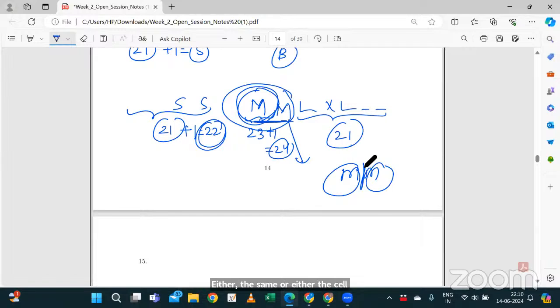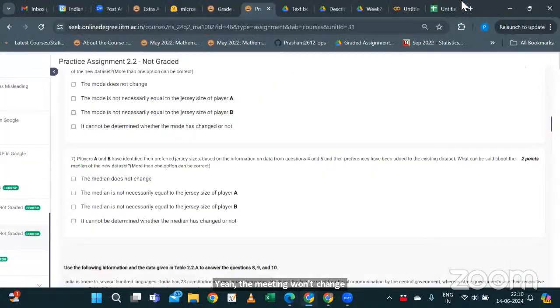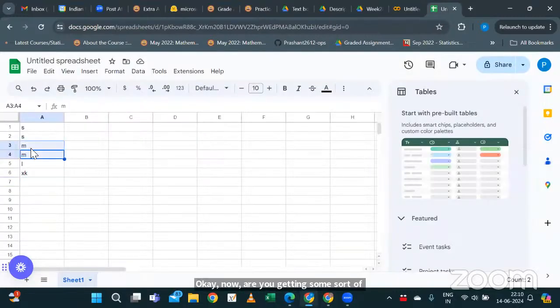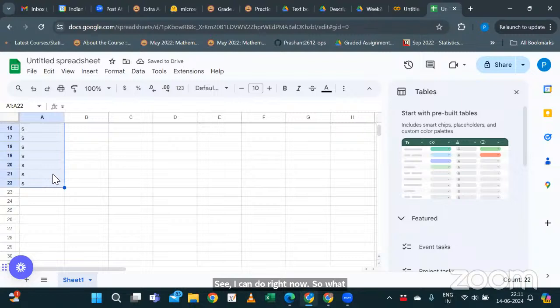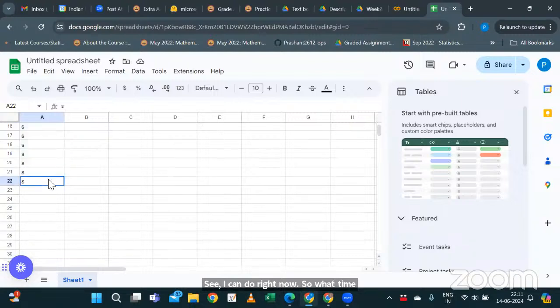Now, are you getting some sort of idea? What I will suggest, if you are still not getting it, is to just do this: just do the set, something like that. Maybe that will help you. I can do it right now. For the same question, we can take both as S. What I'm suggesting is to just do 22 times S, or 21 S, then some M for the median, or suppose M is the mode or something like that. Then some XL. Suppose M is the mode.